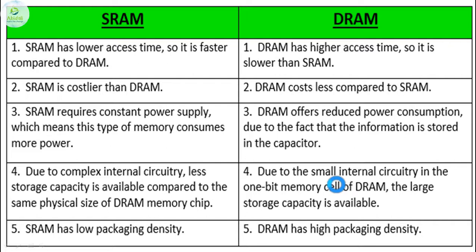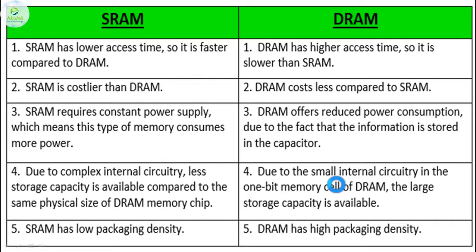The static RAM is a bit expensive or costlier than the dynamic RAM. The dynamic RAM is less costly because it uses technology which refreshes the content many times. The static RAM requires a constant power supply, which means that this type of memory consumes more power. So the static memory consumes more power compared to the dynamic memory.